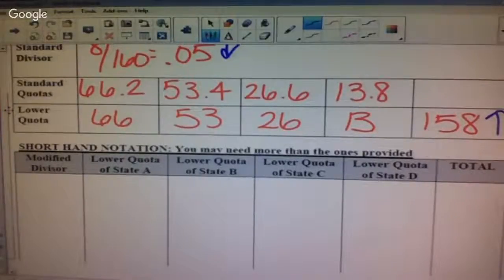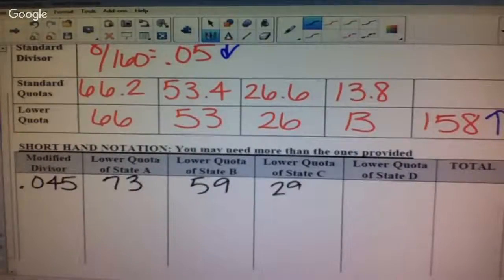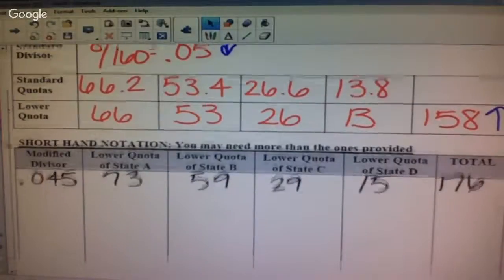You said 0.045. Okay, 0.045. Let's try that one. Woo! It's not that bad. So let's see how far off we are with 0.045. Where does that start me? 73, 59, 29, and 15. Oh, 176. You said 176. All right. Whew, that's at least a little bit better.